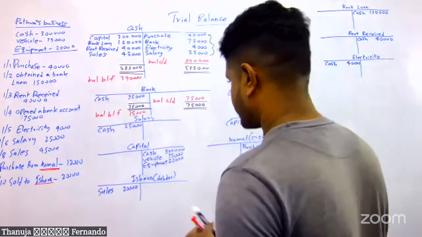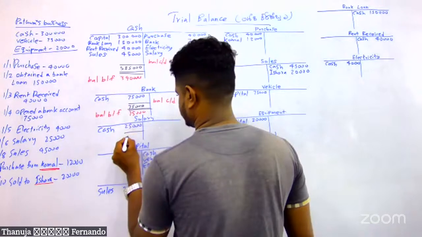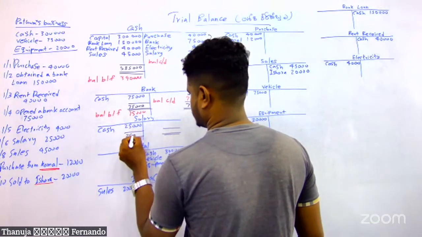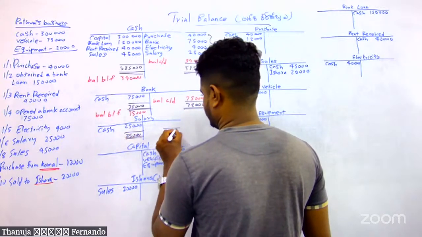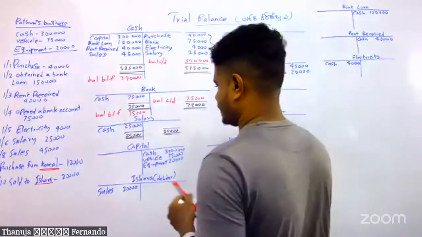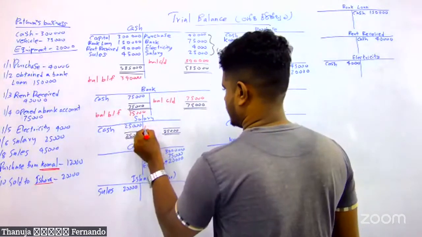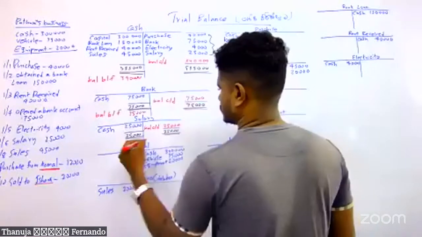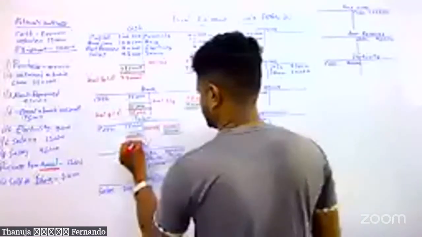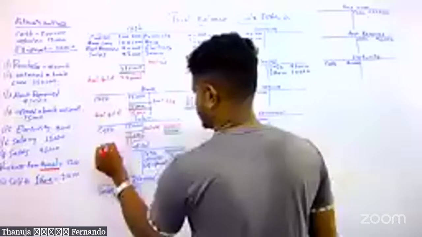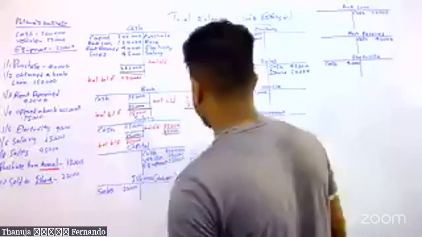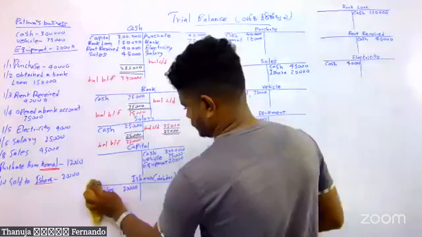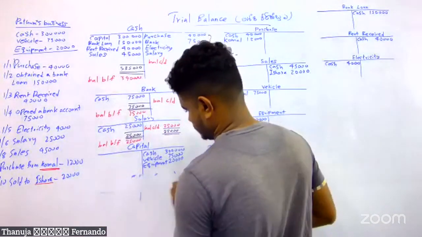Then salary, it's also the same, 25,000. So when we deduct 0, balance 25,000. Take it as opening balance, brought forward, right? Then capital account. I think we need more space now.